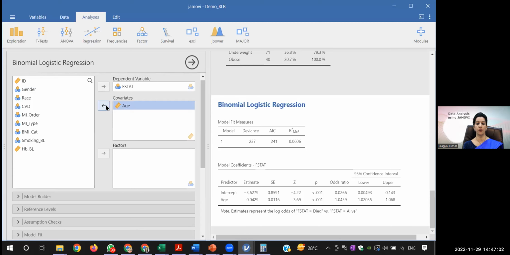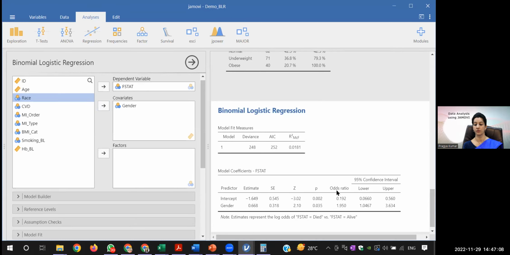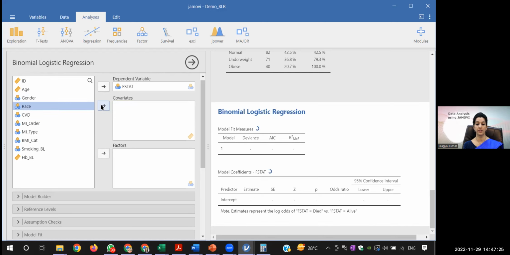So one by one, you can have gender again, and you can see its value. The p-value here for gender is 0.03. So again, it is significant. So I'll take this variable also into my analysis. So you keep on entering the variables one by one. With race, you can see.